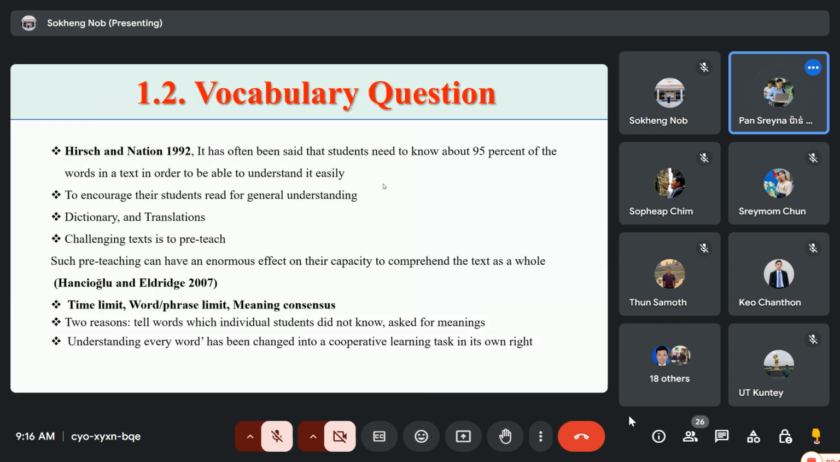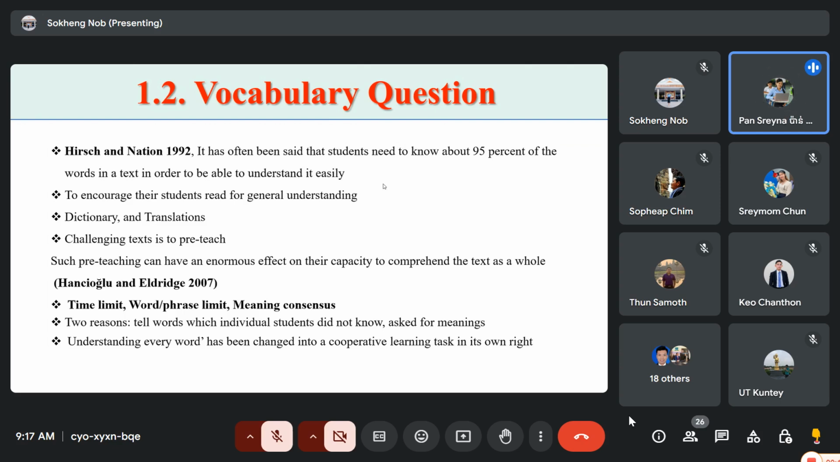The next part will talk about the vocabulary question. So according to Hu and Nation 1992, they mentioned that the student needs to know at least about 95% of the words if they want to understand the text easily. Of course, I agree with this, because if the student or the participant doesn't understand the vocabulary when they read the text, that's the problem. They misunderstand or cannot comprehend any answers after reading the text, even though they try to read it more than 3 times.